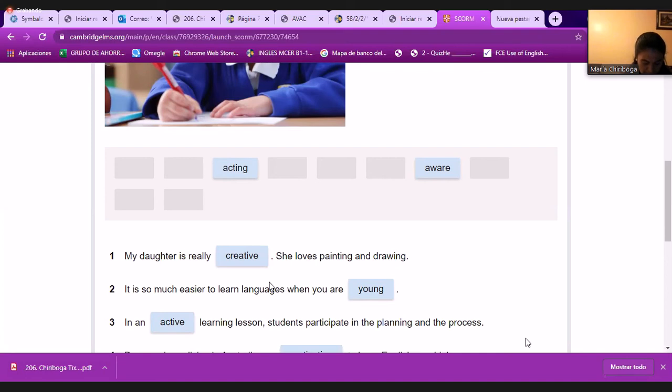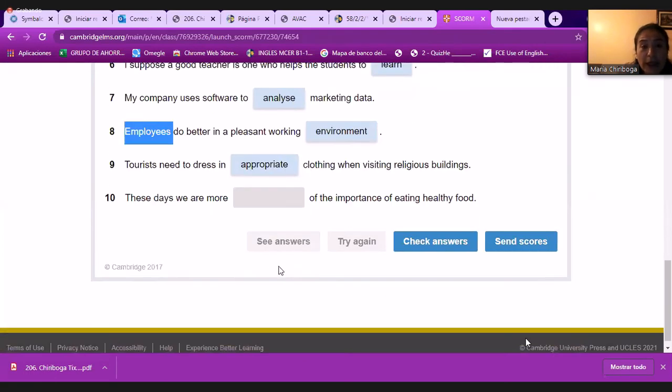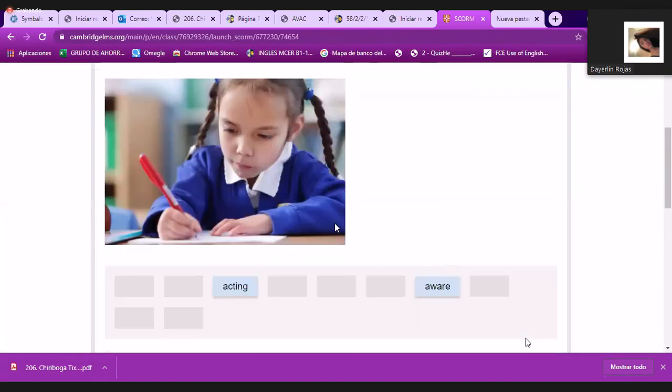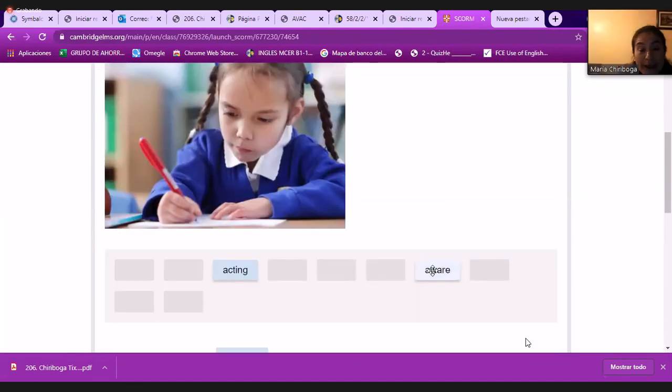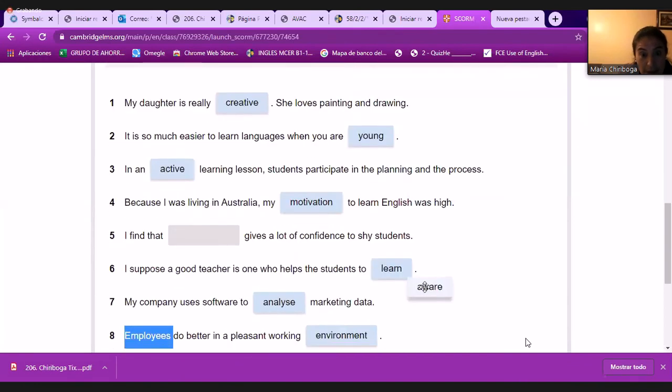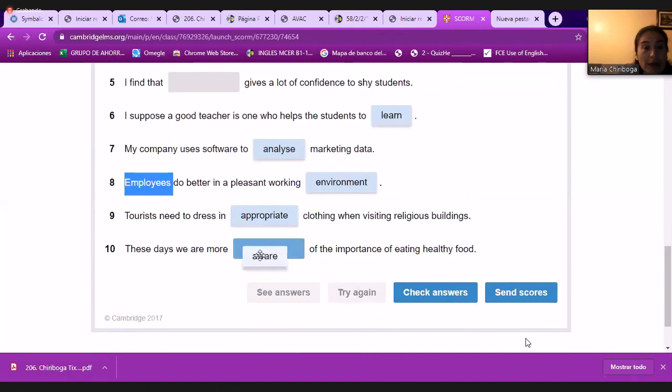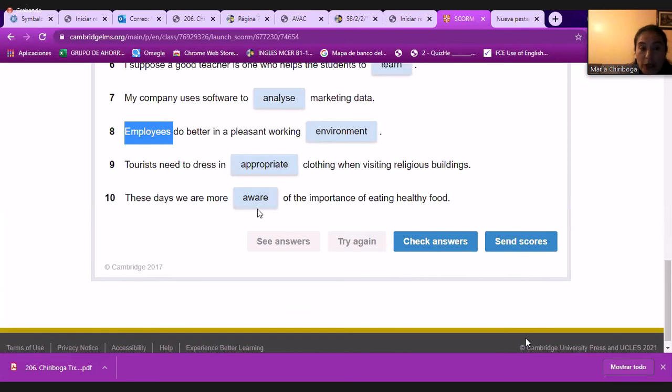What could be the answer? Tell me, you almost finished the last one. Okay, let's do number 10. These days we are more aware of the importance of eating healthy food. You have two options. Aware, teacher. More aware. Remember that aware means conscientes. Acá lo que dice, en estos días estamos más conscientes de la importancia de comer comida sana. These days we are more aware of the importance of eating healthy food.